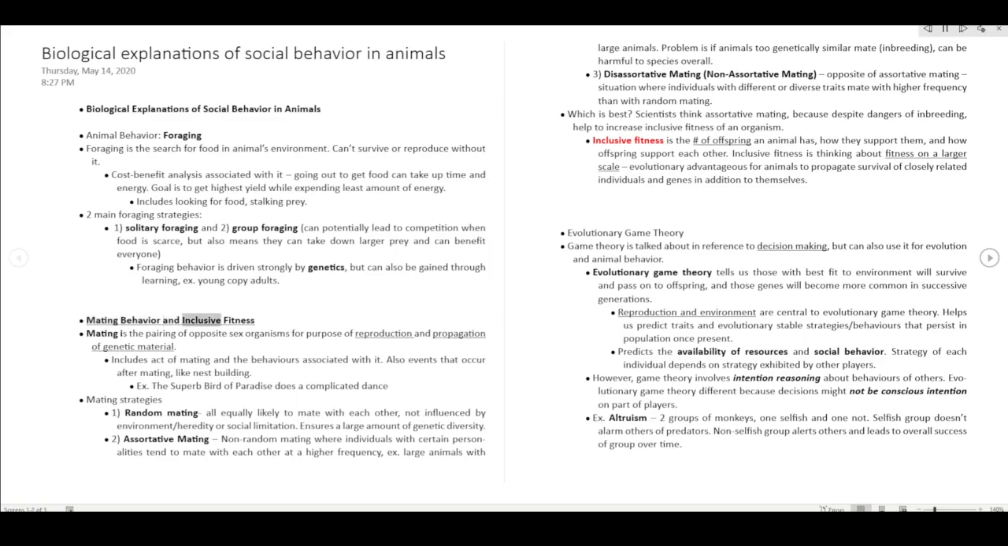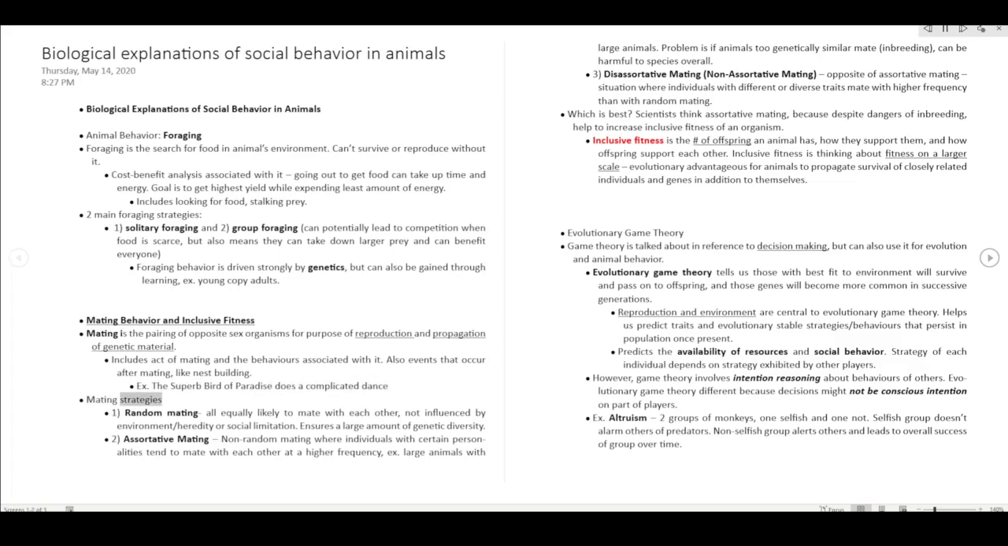Mating behavior and inclusive fitness. Mating is the pairing of opposite-sex organisms for the purpose of reproduction and propagation of genetic material. It includes active mating and the behaviors associated with it, and also events that occur after mating, like nest building. The superb bird of paradise does a complicated dance.